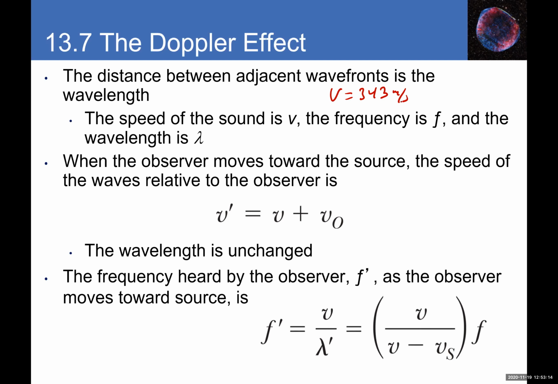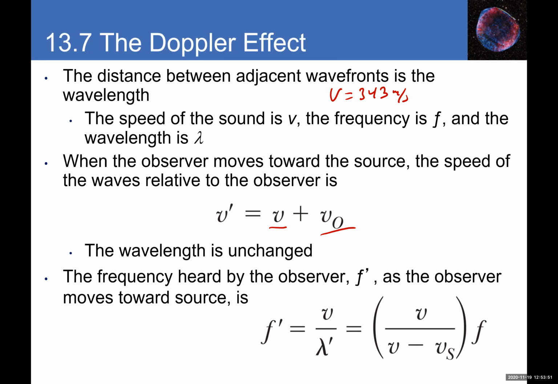So you can see, when the observer moves toward the source, the speed of the waves relative to the observer becomes one of the relative velocities: the velocity of the sound plus the velocity of the observer. Because if the sound is moving toward you and you're moving toward the sound, the sound is moving faster toward you than if you were at rest. So the wavelength is unchanged. The frequency heard by the observer as the observer moves toward the source appears to change, so we're going to call it F prime.